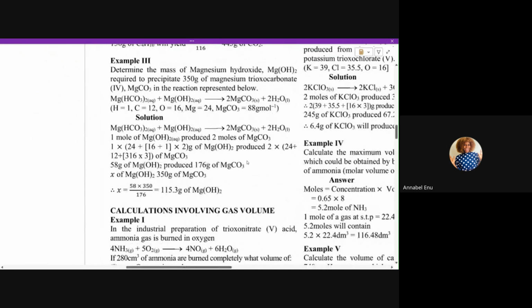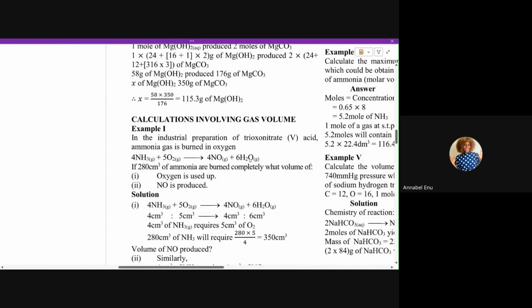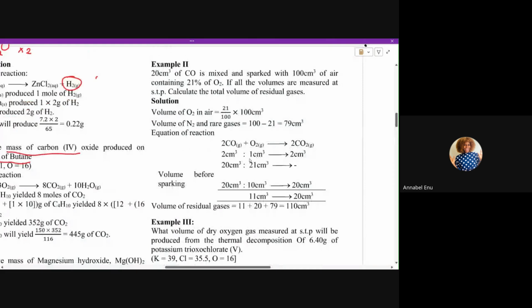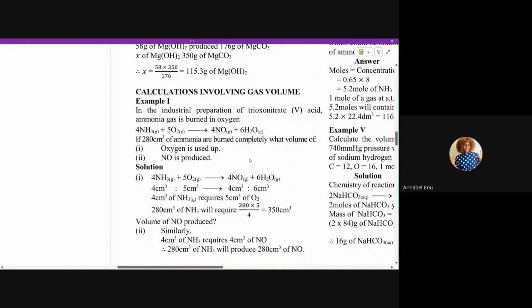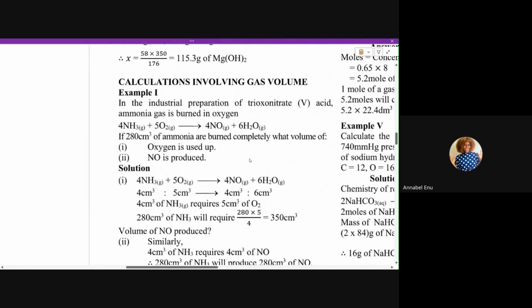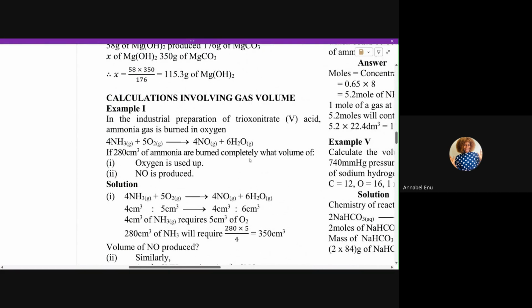Now, let us see some few questions concerning volume. Now we have this question on our screen. In the industrial preparation of trioxonitrate(V) acid, ammonia gas is burned in oxygen. We're given our balanced equation: ammonia plus oxygen to give us NO and H2O.